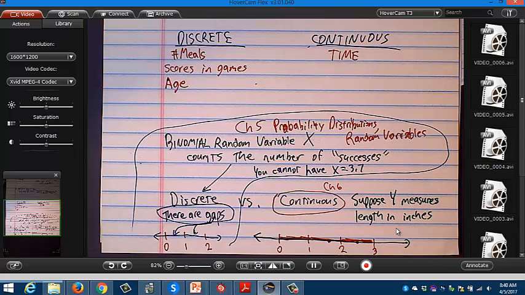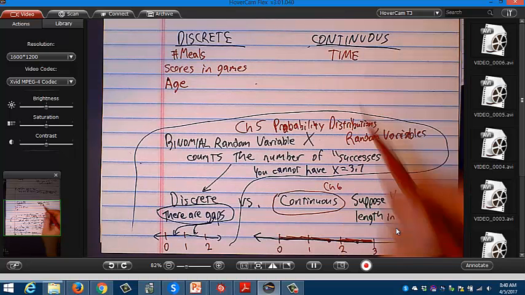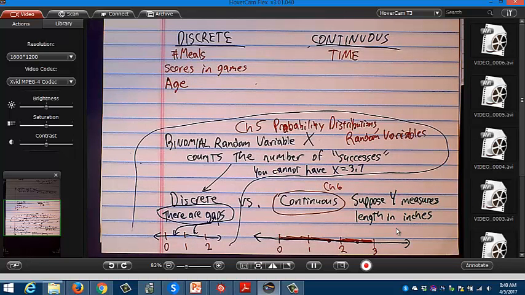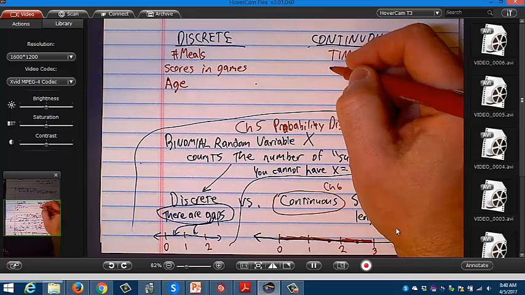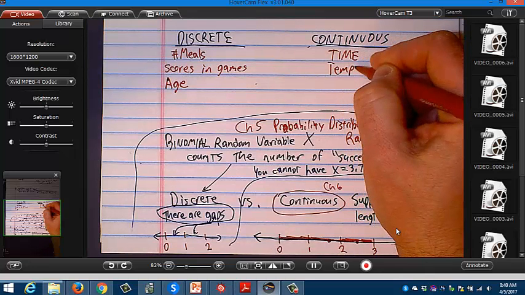Years? It's funny, if I say years, now I'm counting them. Although, could you have 2.5 years? I guess so. Yeah, I think time is continuous. Something else that I would put under the continuous? How about temperature?